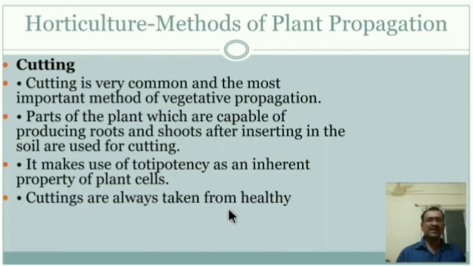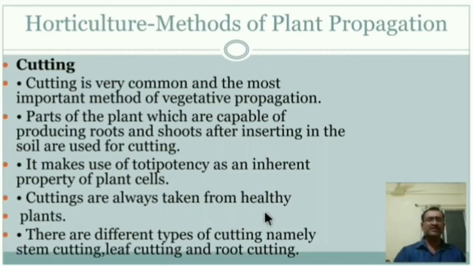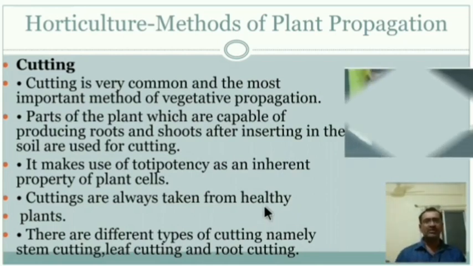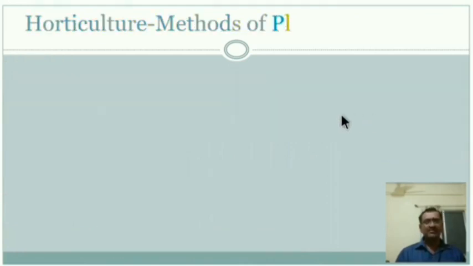Cuttings are always taken from healthy plants. Next, there are different types of cutting, namely stem cutting, leaf cutting and root cutting. Let us see the different types one by one. This is the diagram of cutting. This is the stem of a rose, and see here the slanted cut taken for cutting.